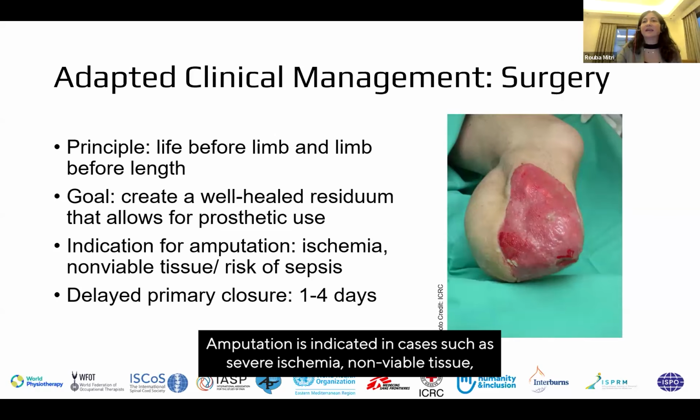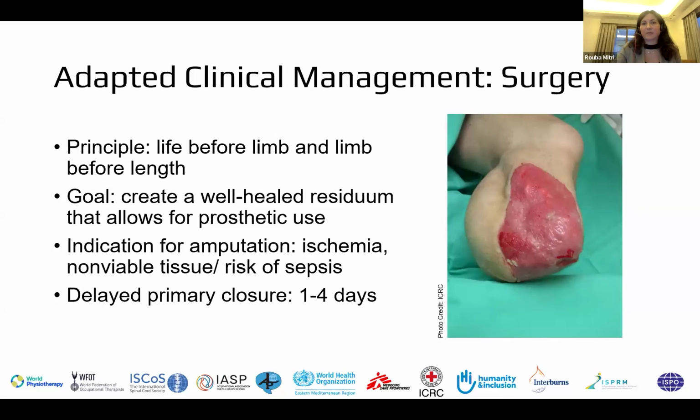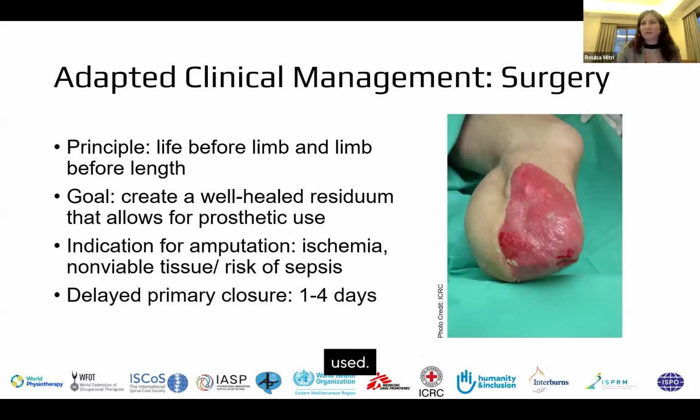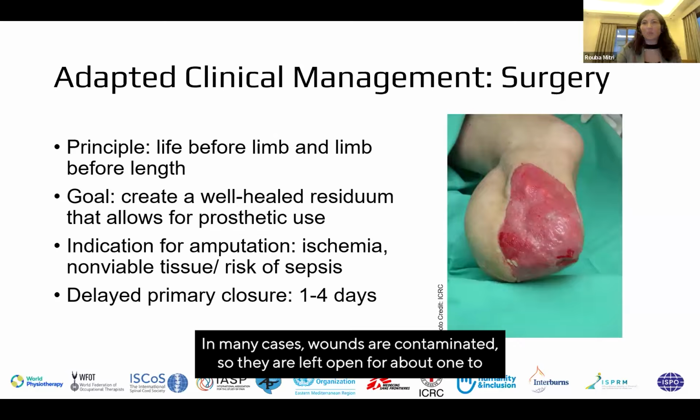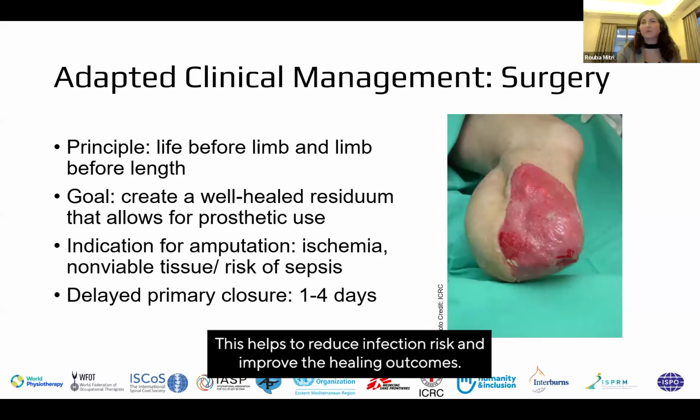Amputation is indicated in cases such as severe ischemia, non-viable tissue, or when there is a high risk of infection and sepsis. In conflict setting, the DPC, the delayed primary closure, is commonly used. In many cases, wounds are contaminated, so they are left open for about 1 to 4 days before closure. This helps to reduce infection risk and improve the healing outcomes.